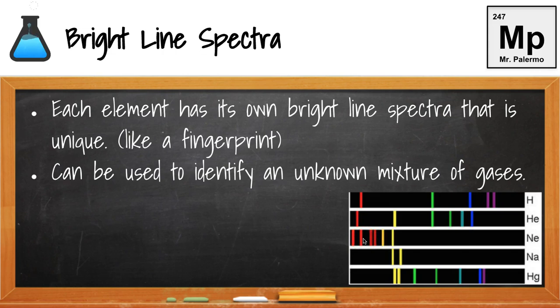And because each element has a different number of electrons as well as energy levels, it's going to produce different bands of light or bright line spectra that is unique to each element. It's like a fingerprint. And we can use this to identify unknown mixtures of gases. Because if you notice here, just in these examples, none of the bright line spectra match each other because they are all unique. And all of these lines correspond to electrons going back to their ground state configuration, so dropping from one energy level to the next.